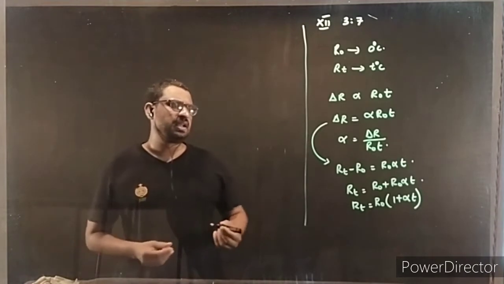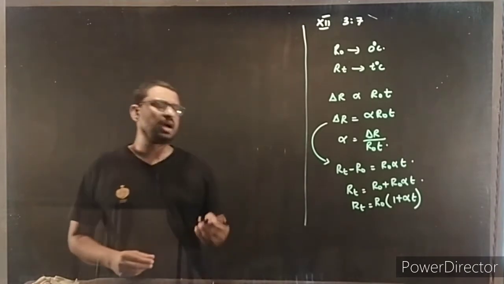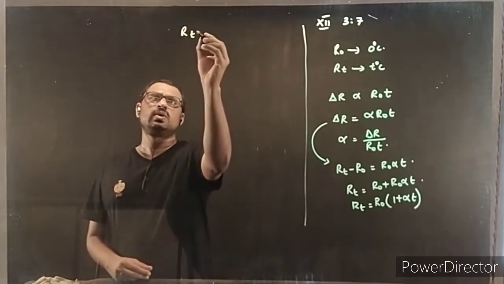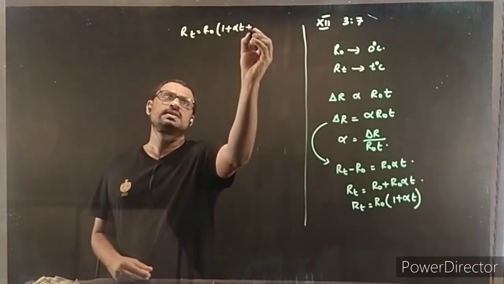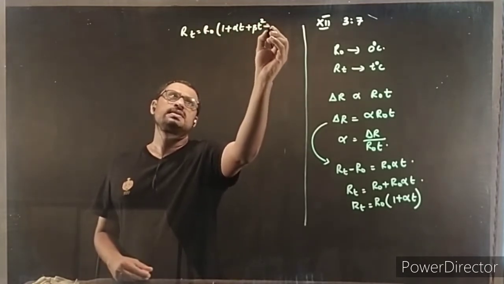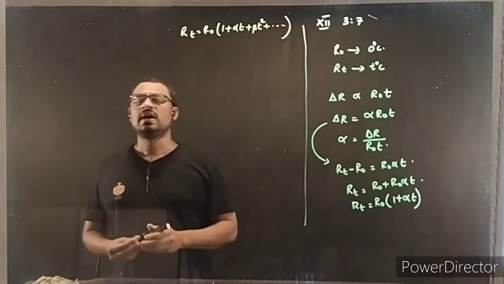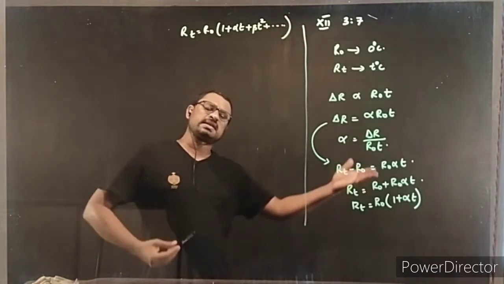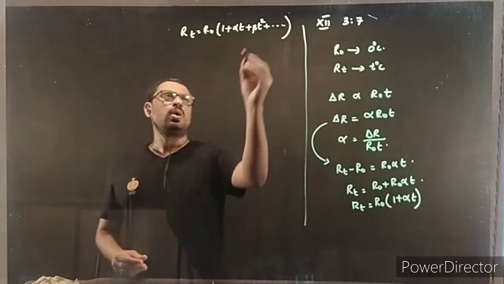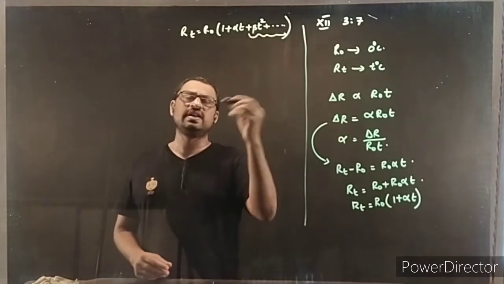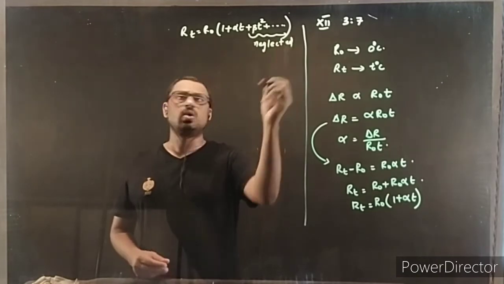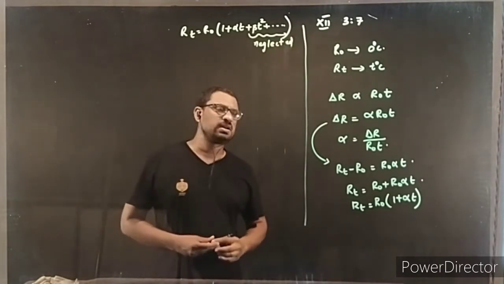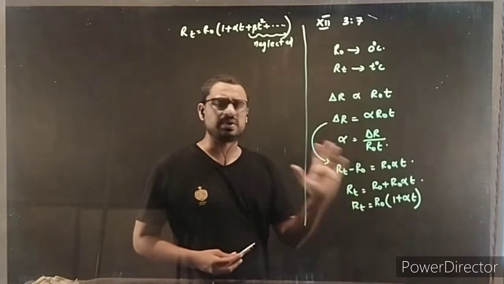Actually, more correctly, I should say RT is equal to R0 into 1 plus alpha T plus beta T square plus etc., where alpha, beta, gamma, etc. are the coefficients, but all those other factors are very small, so they are neglected. That is actually the more accurate result, but in our syllabus we need only to understand this one.